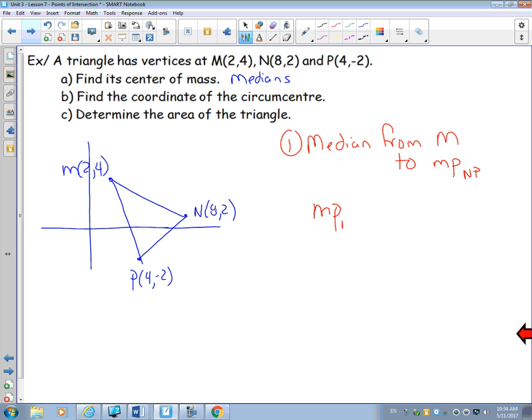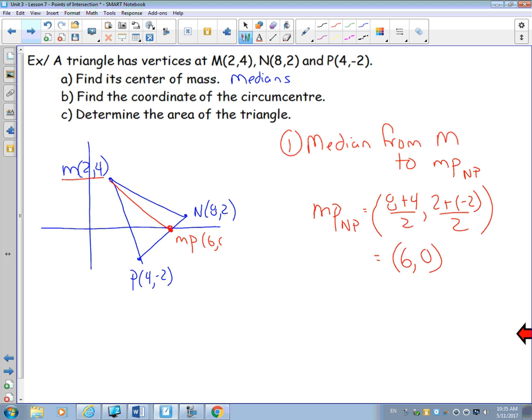I can figure out what that point is, the midpoint of NP. So I need to do 8 plus 4 over 2, and 2 plus negative 2 over 2. So that's going to be 12 over 2, which is 6, and 0 over 2, which is 0. So 6, 0, which is right about there, I can draw my line now. Obviously, it's not drawn to scale. I want to find the equation of that line. To do that, I know where it starts, at M, and it's going to end at the midpoint, 6, 0.